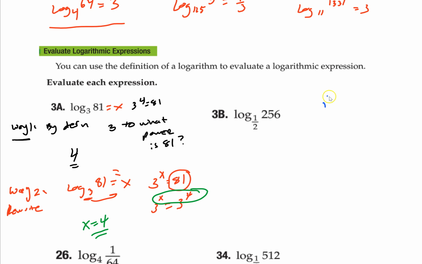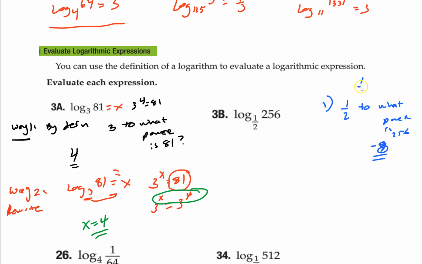Again, same idea. You could go 1/2 to what power is 256. Now it's kind of tough. First you got to think, well, 1/2 and 256 don't match. Like this is a fraction, that's not a fraction. So they negate it. How do you flip it? They negate it. And then 2 to what power equals 256? And that would be 8. So this is actually -8.